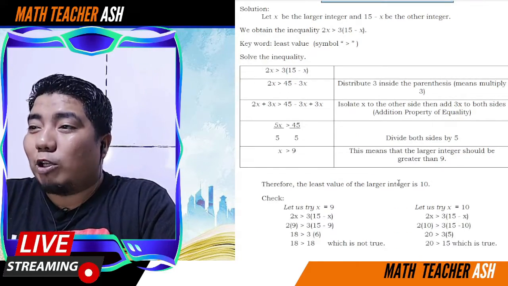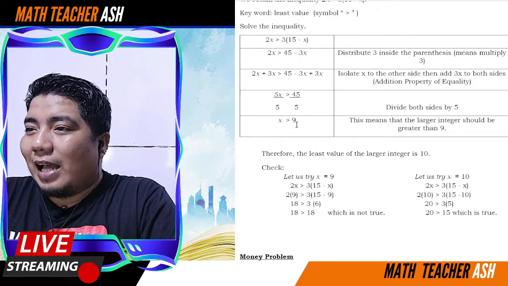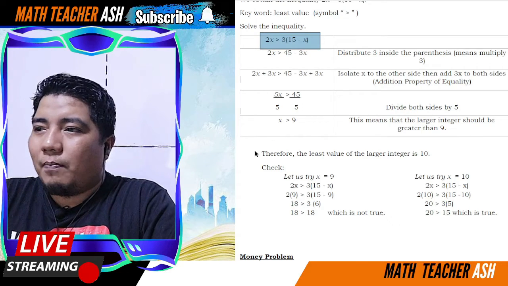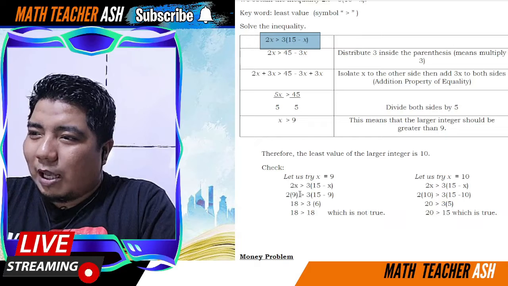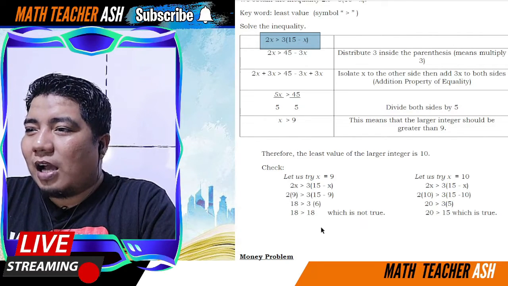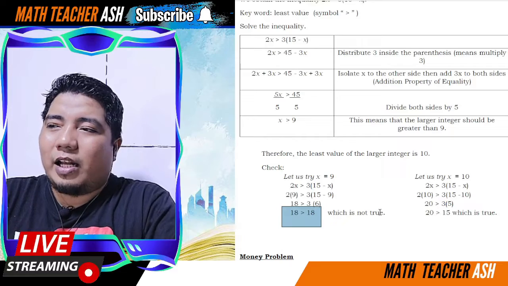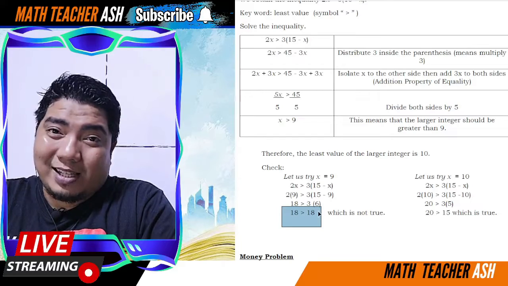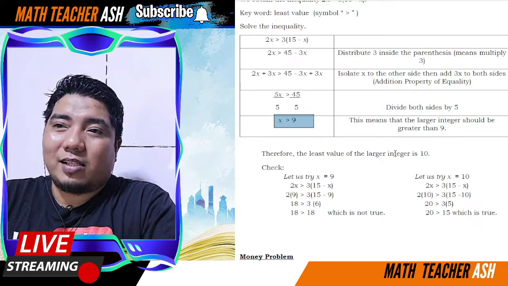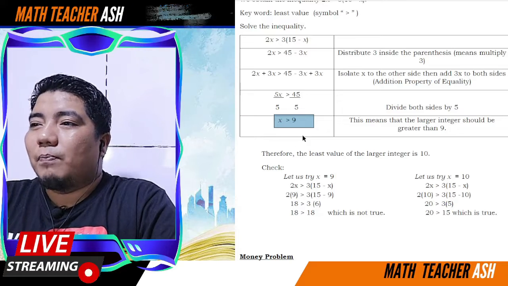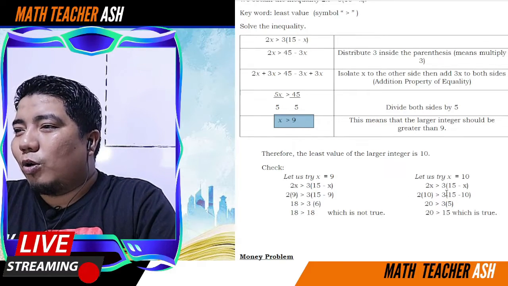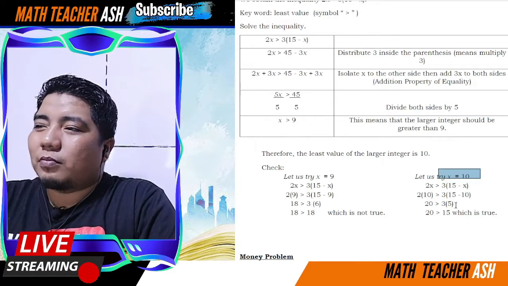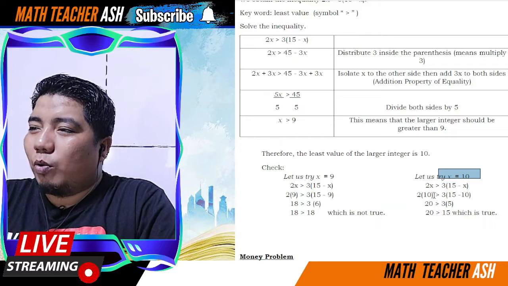Alright, so if you try to check it, by just using 9 in our inequality, you substitute x by 9, the result is 18. 18 is greater than 18 and that is not true. Right? So, your answer is wrong if it is 9. Of course, what was said here is x is greater than 9. So, that means even bigger than 9. So, what is bigger than 9? 10.